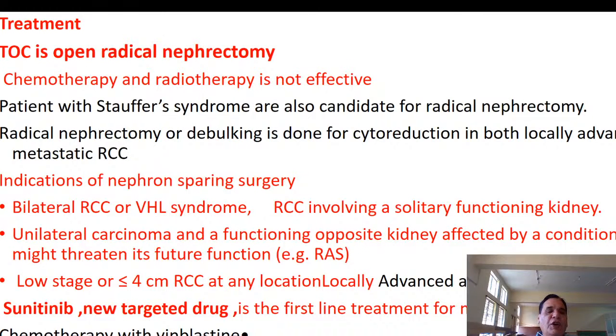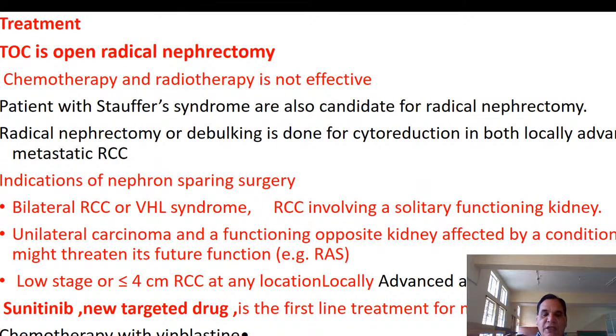Okay. So what is the treatment? We'll go in short, because the ultimate treatment, the treatment of choice, is open radical nephrectomy. Why open? Because you have to ligate the renal vein first. Chemotherapy and radiotherapy are not very effective.